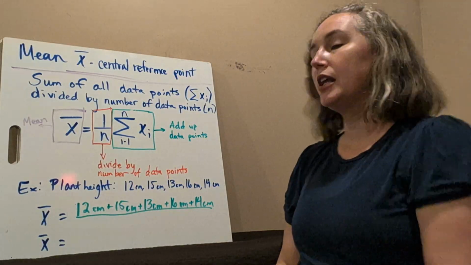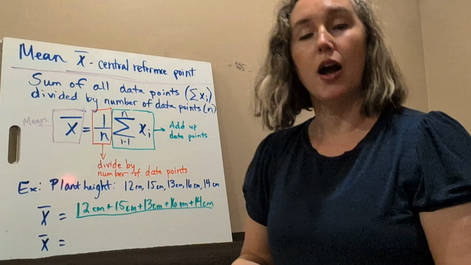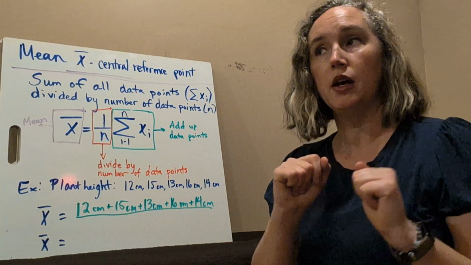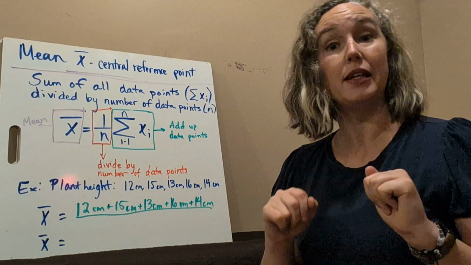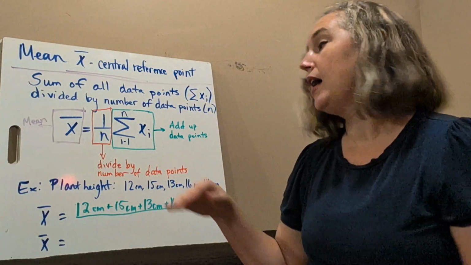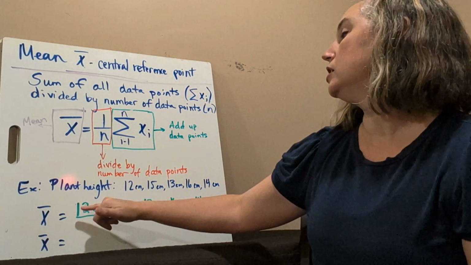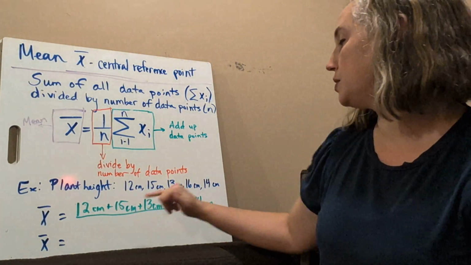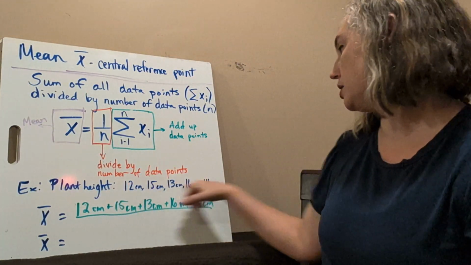Here's an example of plant height. So let's say that we had two groups, an experimental group and a control group. The experimental group, we gave fertilizer and waited 2 weeks for it to grow. And these were their heights: 12 centimeters, 15, 13, 16, and 14 centimeters.